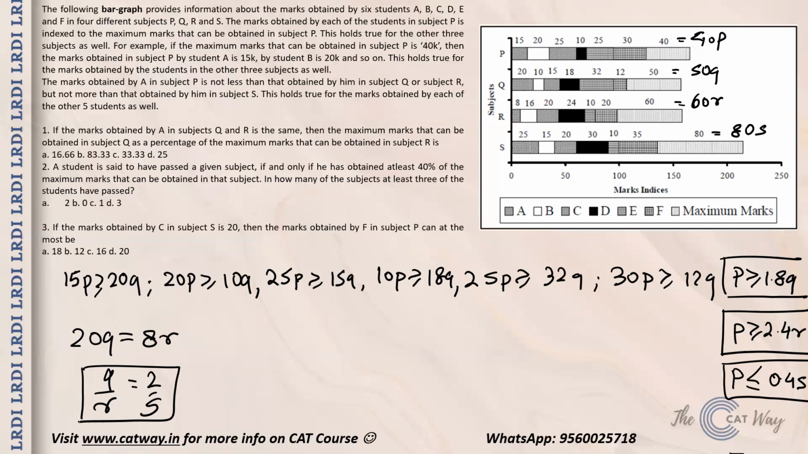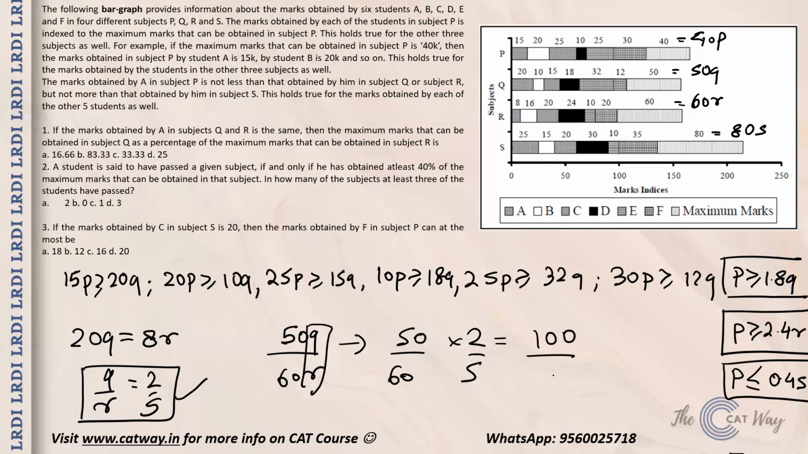Then, the maximum marks that can be obtained in subject Q as the percentage of maximum marks that can be obtained in subject R. So basically what you have to find is 50 Q by 60 R, and from here we know the value of Q by R. So what you get is 50 by 60 into 2 by 5. Okay, this is what you get. So you get 100 by 3.